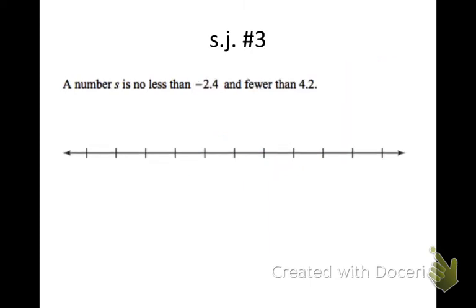All right. Next up, number 3. So we have S, no less than negative 2.4 and fewer than 4.2. So again, we have this and. So we're talking about the intersection of these two graphs. So S is no less than negative 2.4, right? So S can be equal to that, but it can't be less than that.